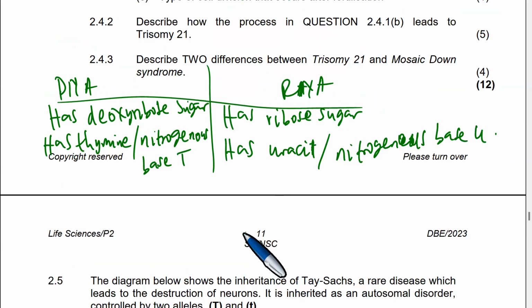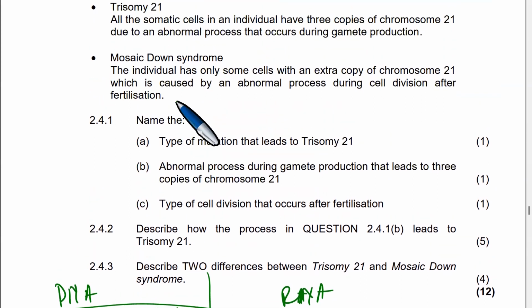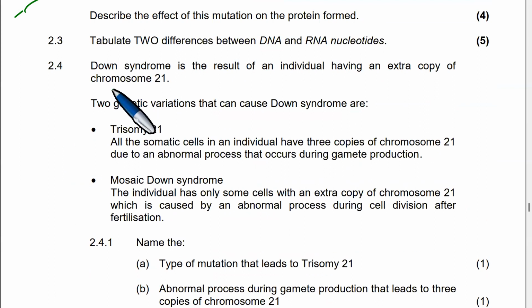Next, 2.41. Okay, we're just running through these things here. We must first read. Down syndrome is the result of an individual having an extra copy of chromosome 21. Down syndrome is going to be in the end exam. So if you have an extra copy of chromosome 21, then you have Down syndrome. Two genetic variations that can cause Down syndrome are trisomy 21 and mosaic Down syndrome.